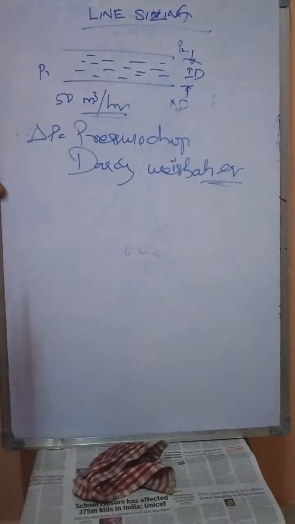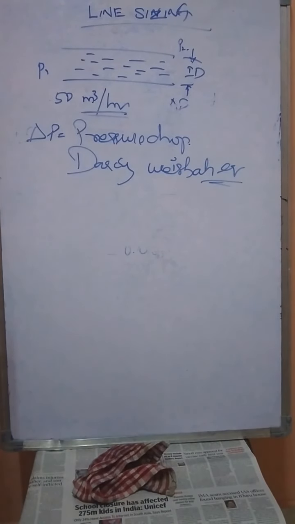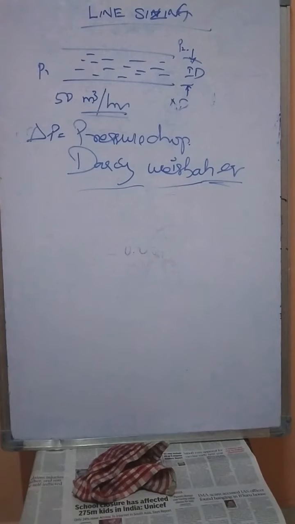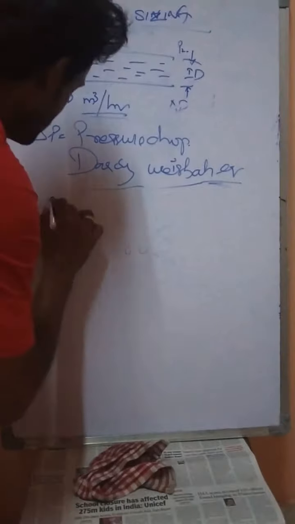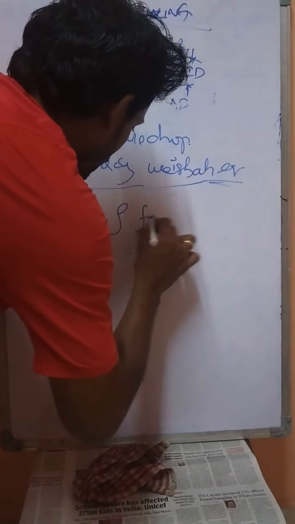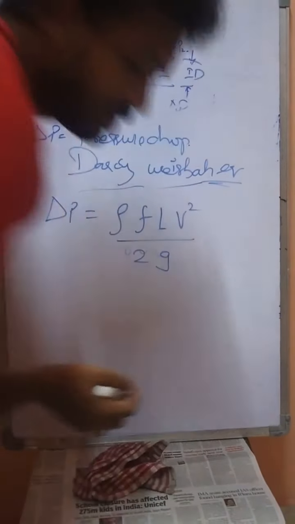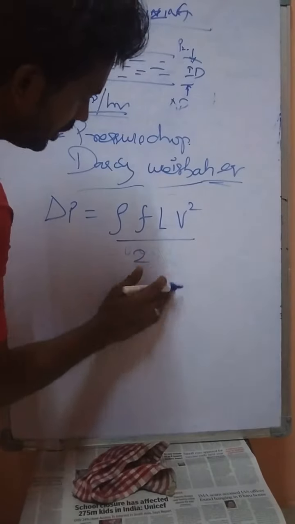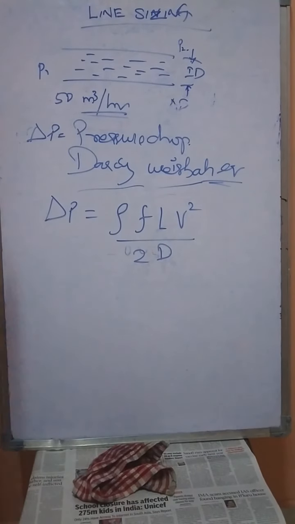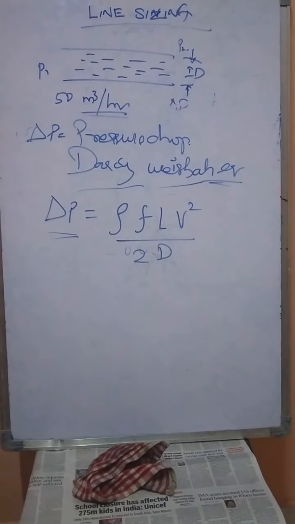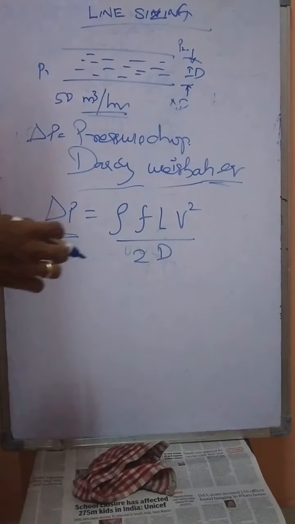So if you go for a design based industry, or you are designing a pump or designing a pipeline for some given data, this is a very important equation for finding the pressure drop of a pipeline, whatever it is. So the Darcy-Weisbach equation is del P equal to rho F L V square divided by 2G, correct? Sorry, 2D. So as per this formula, by applying these parameters, you can find out the pressure drop.